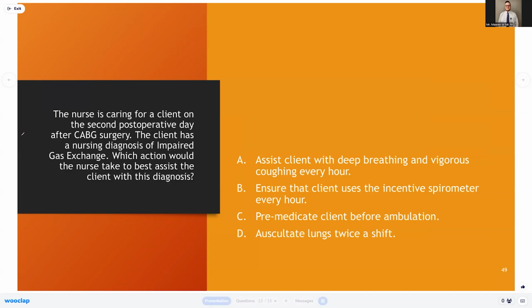We can avoid it. They have a large chest wound that's going to be sore, and we don't want to make them cough necessarily, but we want them to deep breathe. And the incentive spirometer is the best way to do that. We could auscultate their lungs twice a shift, but that's an assessment, not really an intervention. And then pre-medicating before ambulating really wouldn't have much to do with this. So.